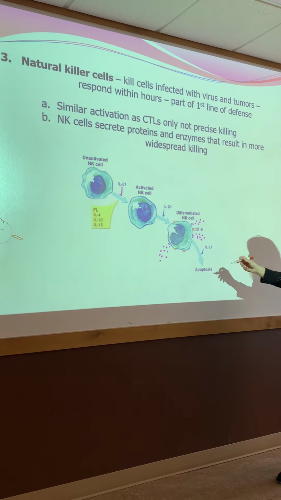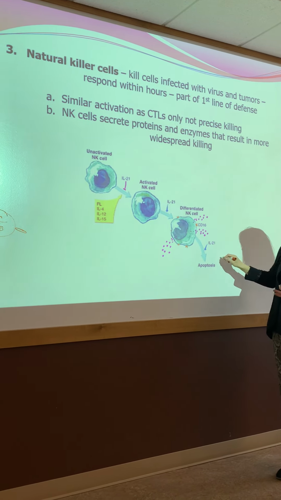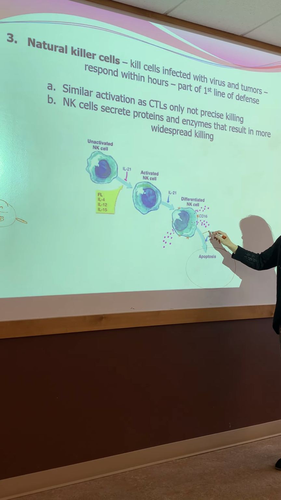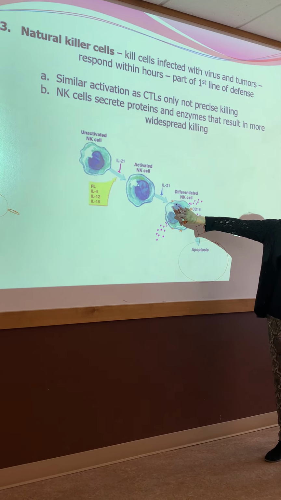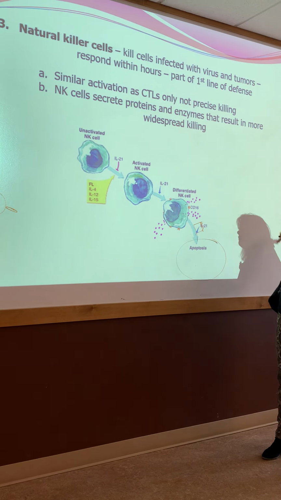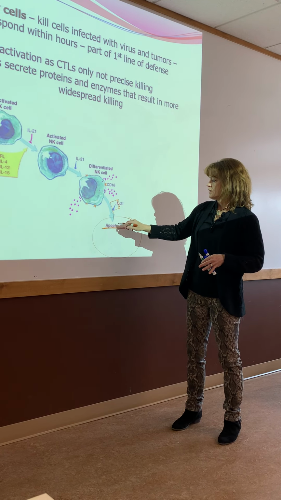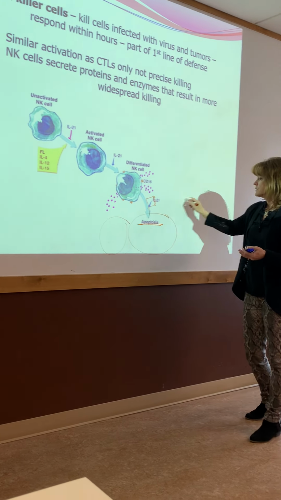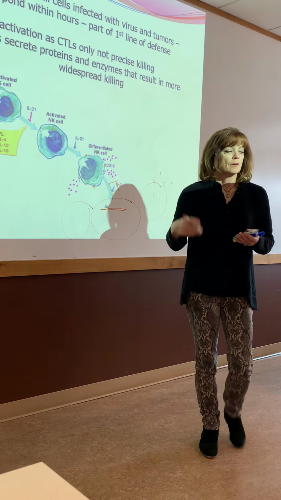Two different things. So here's the NK cell. Here's the cell that's got the virus in it with a little flag out there. It says, I'm infected, I'm infected. And the NK cell sees it and then spews out these poisons that result in apoptosis of the infected cell, but also we've got some collateral damage as well, right?